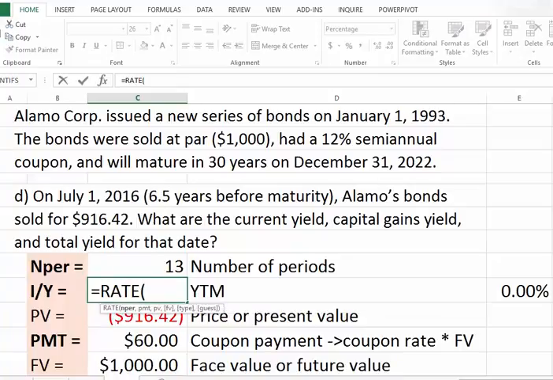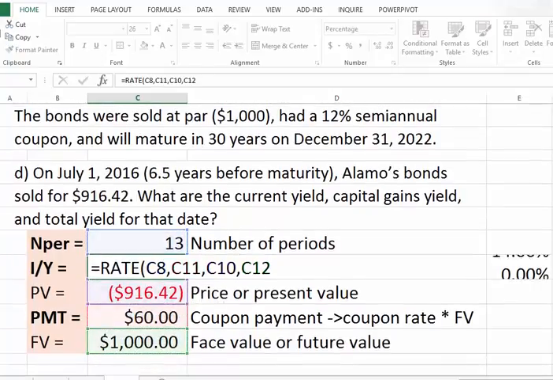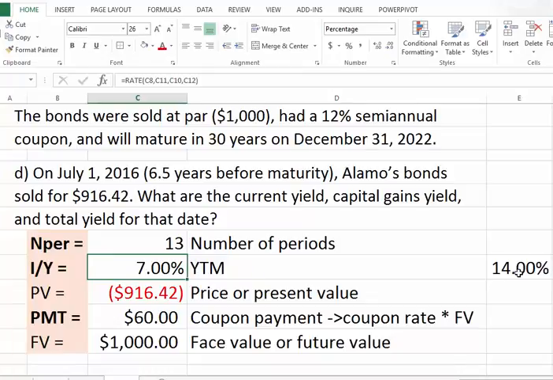So the total yield is the same as asking for the yield to maturity, and we solve for rate. We find that the rate is about 7% every 6 months, or 14%.